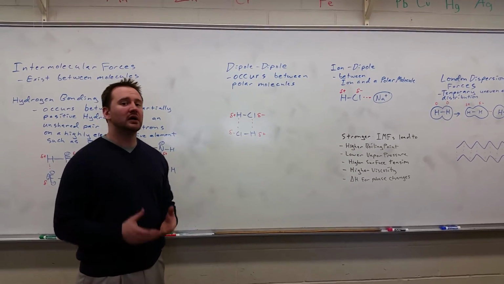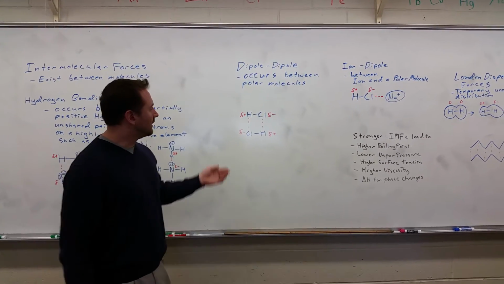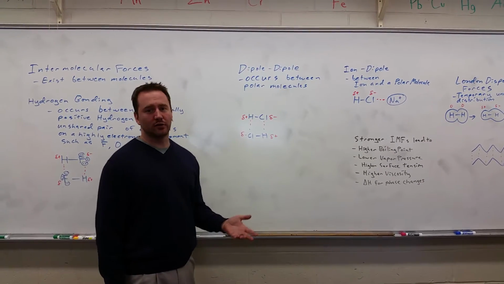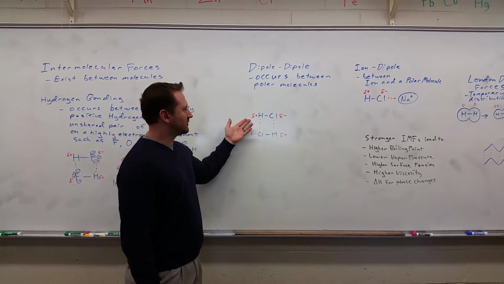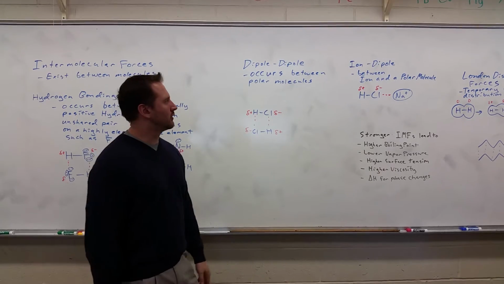You just need to have an uneven electron distribution in a partially positive and a partially negative end. And those two things would interact, such as in hydrochloric acid. So the partially positive hydrogen on one molecule would interact with the partially negative end on another molecule.